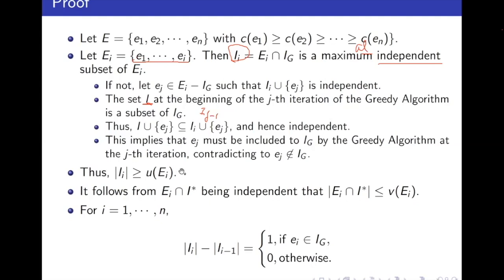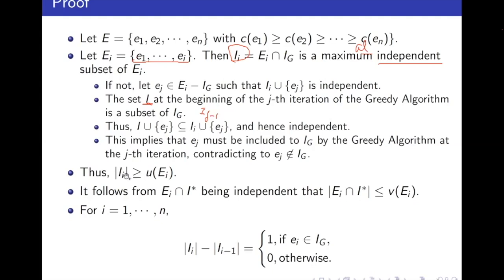The contradiction then gives us the following: that means it is maximal. So now I know that the size of I sub I is an upper bound of U of EI, which is the minimal size of a maximal independent subset of EI. Of course, I sub I is one of the maximal ones, and U is the minimum, so it has to be less than or equal to this.